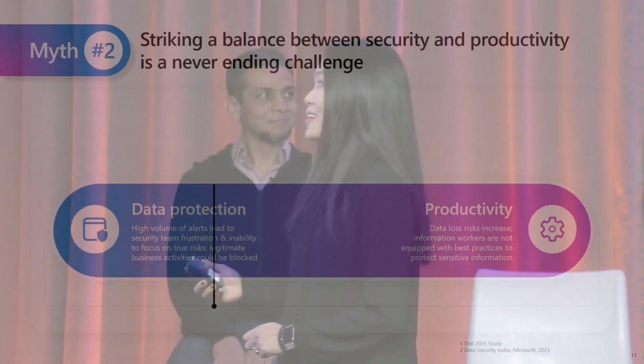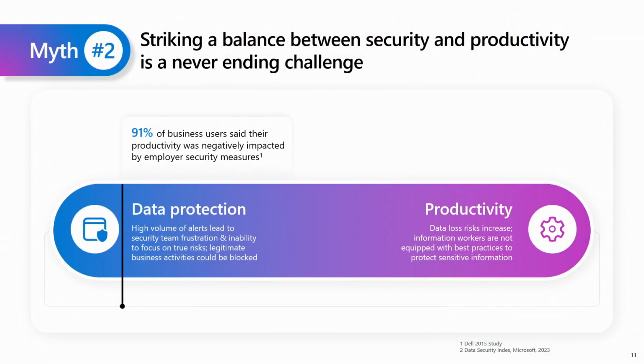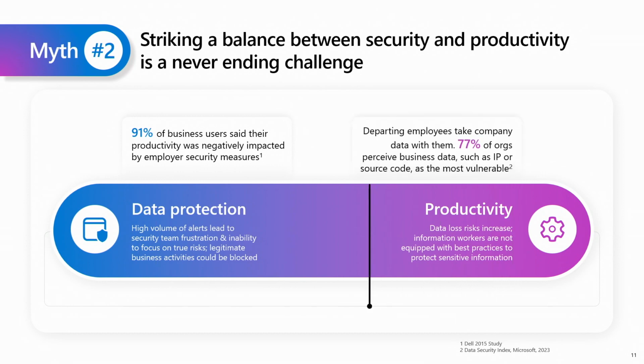So the myth number 2 here is about striking the balance between security and productivity. And it's a constant struggle. So when you overprotect data, you might set up a lot of these block controls that Shekhar just mentioned that could block legitimate business activities that users want to perform. So we see from research more than 90% of the business users complain about it, that they think the security control really impacts their productivity.